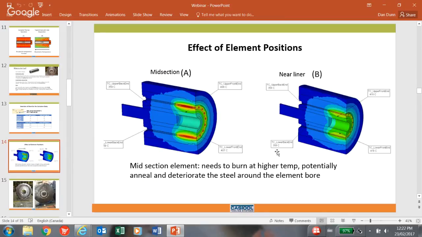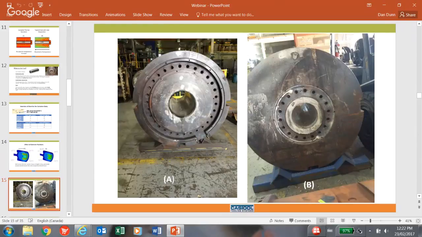When we look at moving the elements close to the body, let's actually look at a picture. In figure A, we see a typical internally heated container with elements located central to the mass of the container. The thin cross-section between the element circle and the OD of the body lends itself to have heat travel the path of least resistance, outwardly.